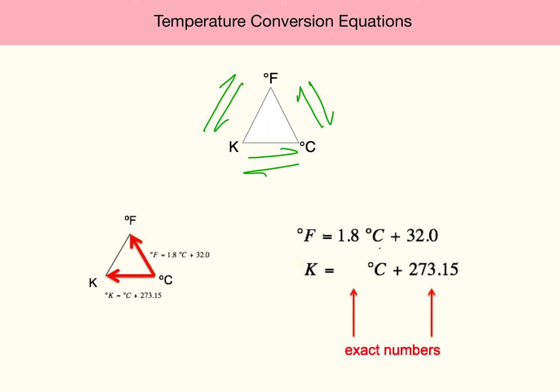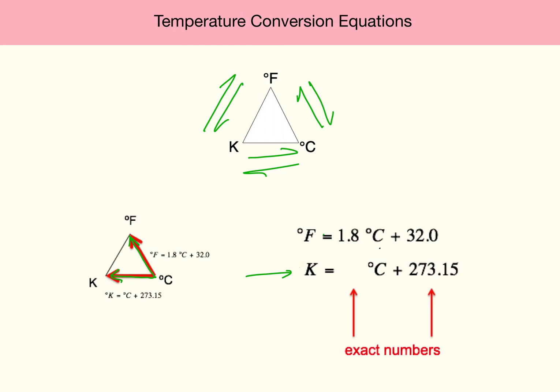What I've chosen to do is just memorize 2 equations, because I have trouble putting equations to memory and I get them all confused. The 2 that I've chosen to memorize are shown in red here. I've memorized the equation for converting degrees Celsius to Kelvin: K is equal to the temperature in degrees C plus 273.15. And I've memorized the equation going from Celsius to Fahrenheit: degrees Fahrenheit is equal to 1.8 times degrees Celsius plus 32.0.